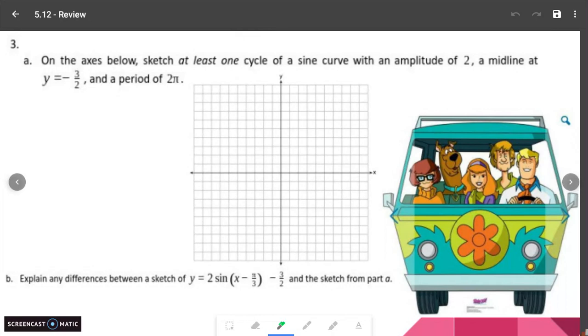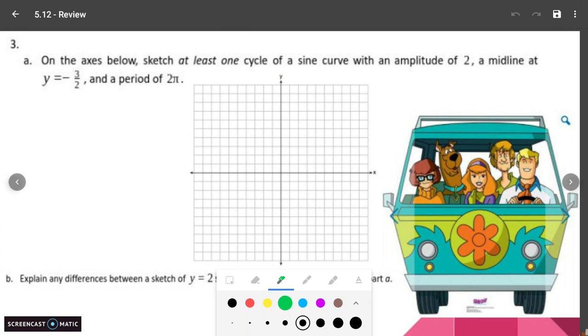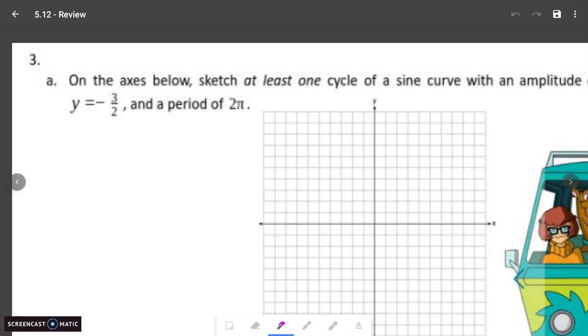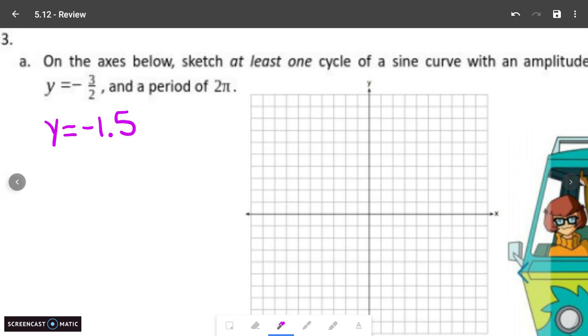Okay, another graphing one on the axis below. Sketch at least one cycle of a sine curve with an amplitude of 2, a midline of y equals -3/2, and a period of 2 pi. Now, to make our lives a little bit easier, I always start with the midline, but I don't want to start having to deal with fractions. So I'm going to take this midline and convert it into a decimal. So I'm dealing with -1.5. So I might make my axes go by 0.5s then, just to make life a little bit easier.